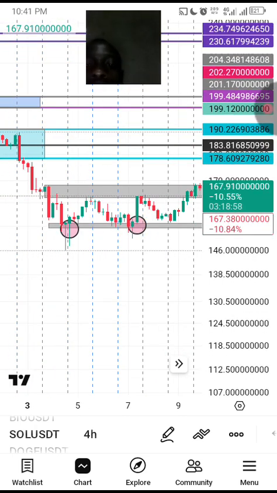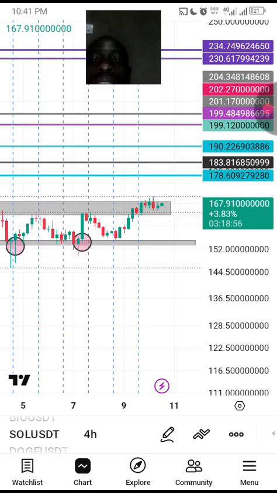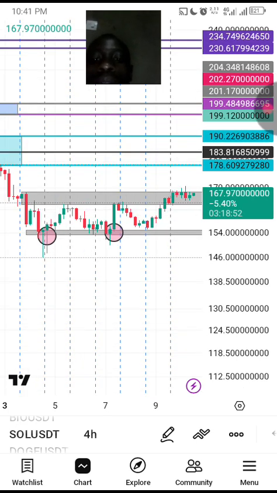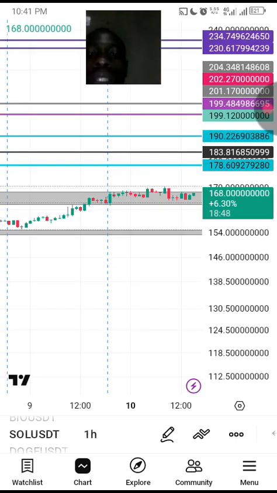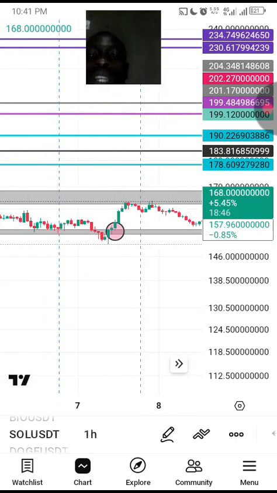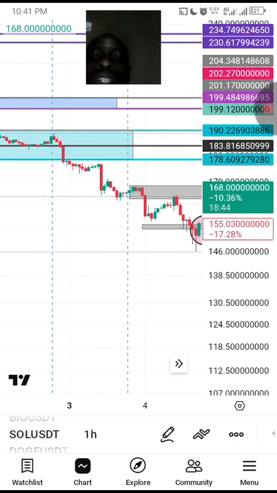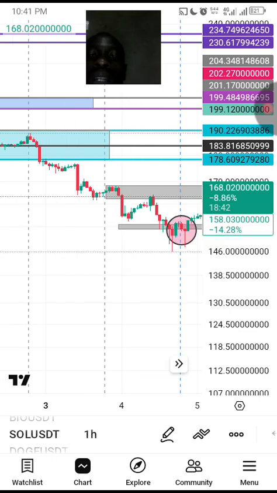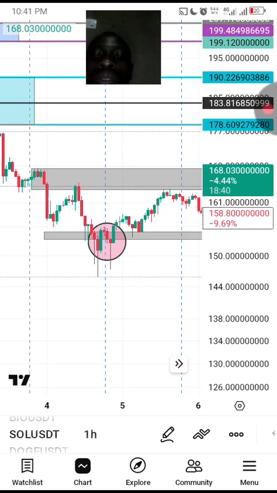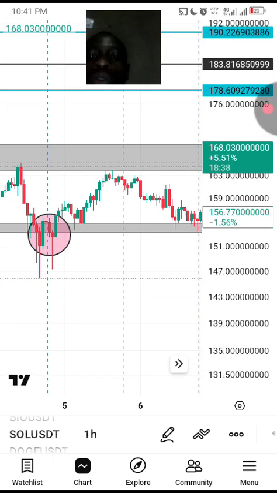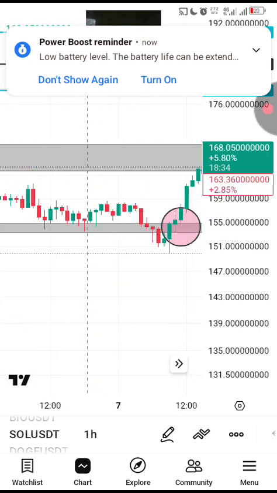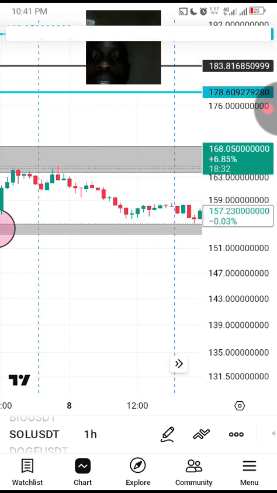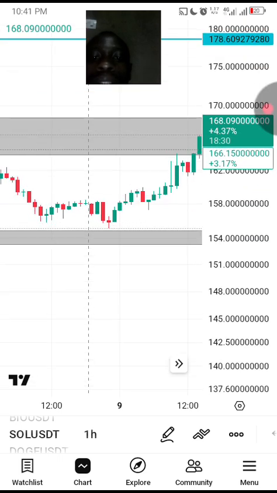You see, this is a sideways market. Solana is now sideways in 4 hours. If we go to 1 hour to check, you can see we are sideways as you are seeing. So there is no trade here, but you would make some money like here, like here, you would make some cash.